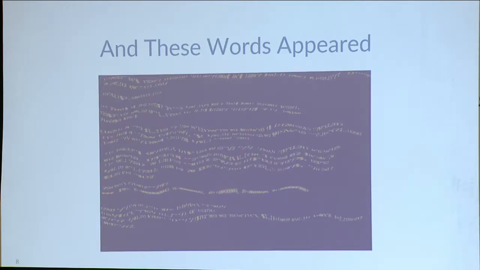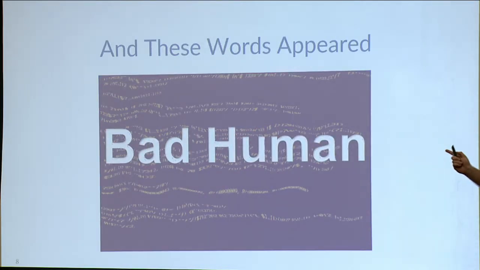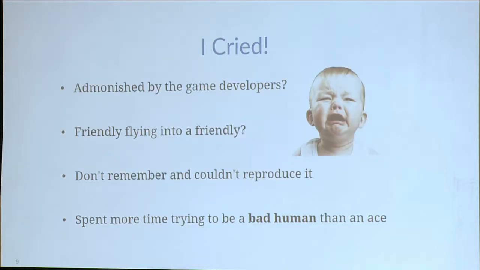And these words appeared out of nowhere, and I'm not kidding: Bad human. Now this is the early 90s, right? And it's like, bad human. And I cried. I thought I was being punished by the game developers or something. I couldn't remember if I was a friendly flying into a friendly or something of that nature. Something with my behavior caused a developer to write that message. And I couldn't reproduce it however I tried. In fact, I probably spent more time trying to be a bad human than an ace.